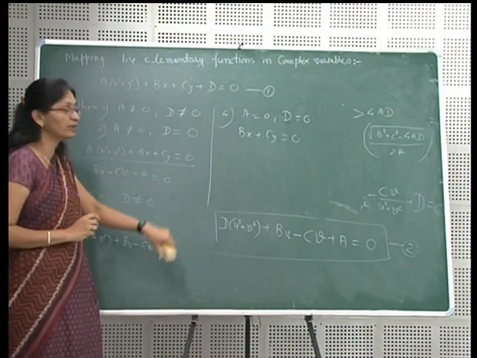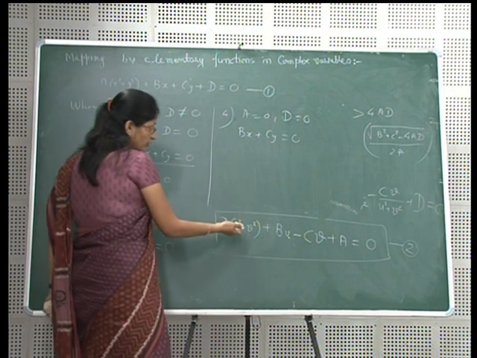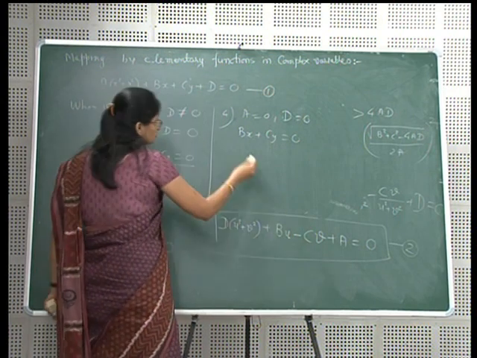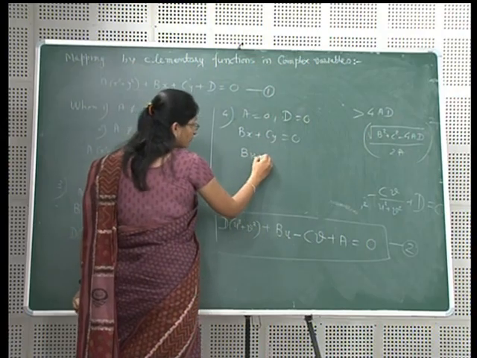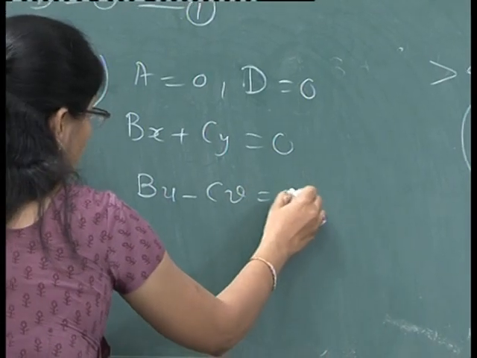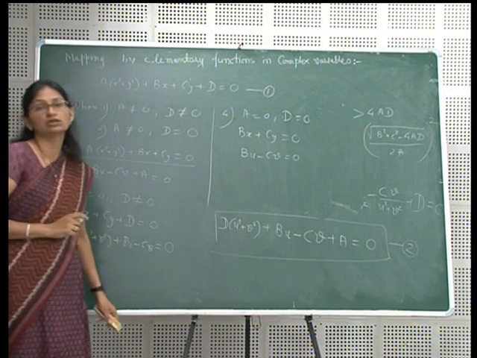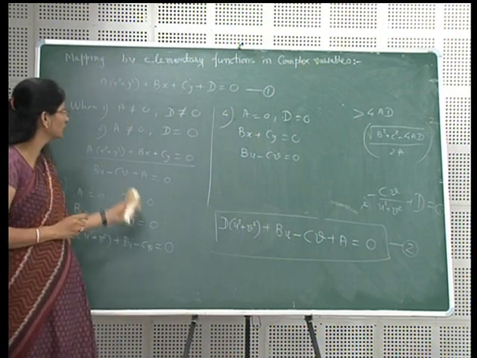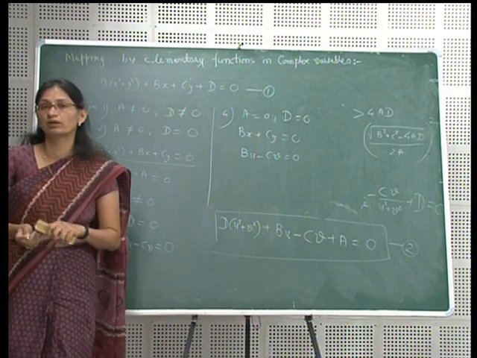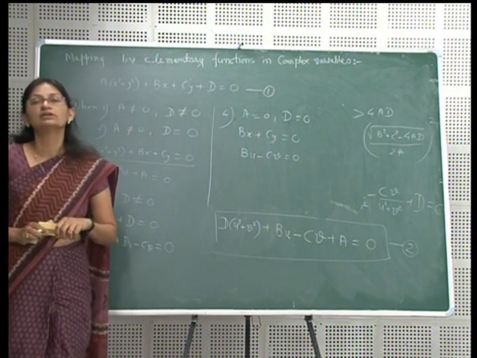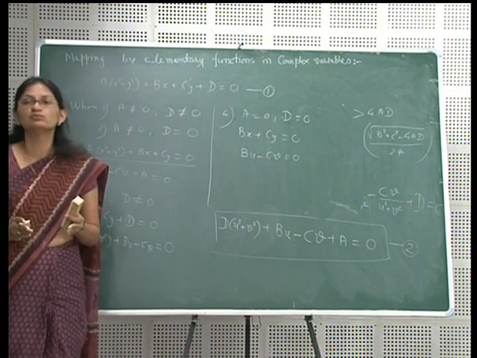Now what is the image? If we put d and a as 0, again the image is a line, du minus cv is equal to 0, and it also passes through 0, 0. So by this transformation w is equal to 1 upon z, circles and lines transform into circles and lines.